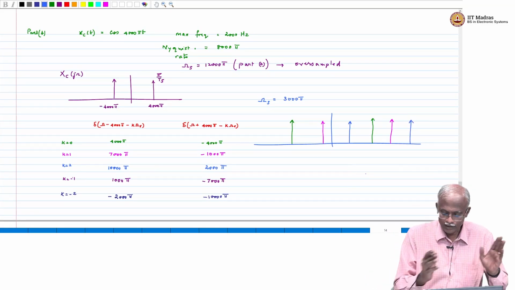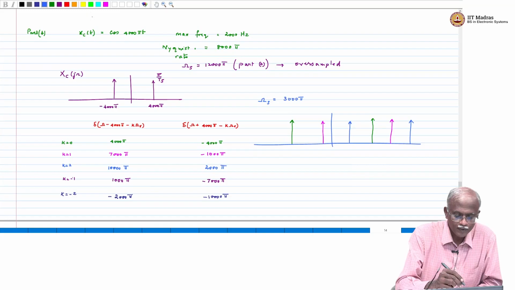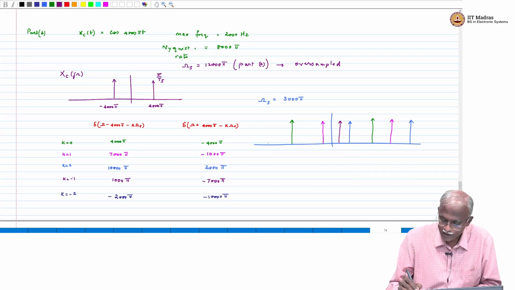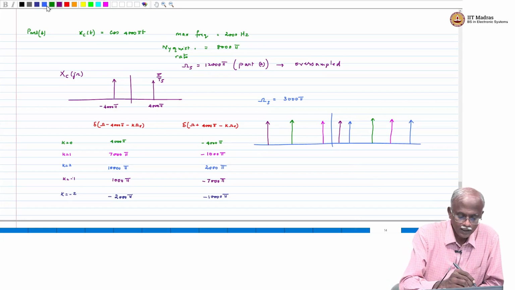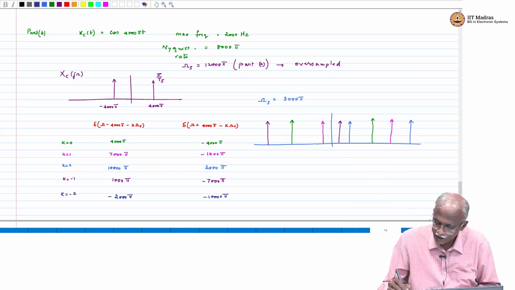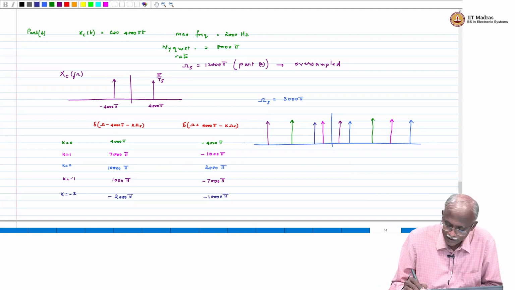And similarly on the other side, I am going to see a signal at 1000 pi and a signal at minus 7000 pi. These correspond to k equal to minus 1, and then another signal at minus 2000 and then minus 10,000.